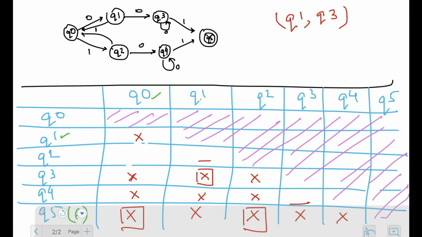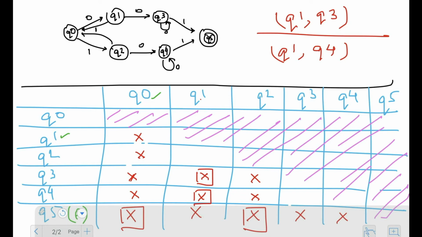And similarly for Q0 and Q2, from Q0 on 0 I go to Q1, and from Q2 on 0 I go to Q4. So if Q1 and Q4 is marked, which it is, then I can mark Q0 and Q2 as well. So I mark this, which now leaves me with these two right here, which is Q1, Q2. So let's check for Q1, Q2.